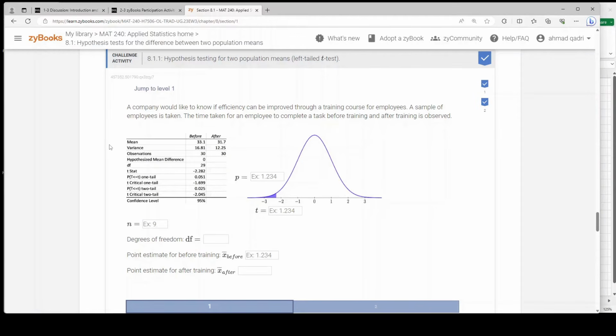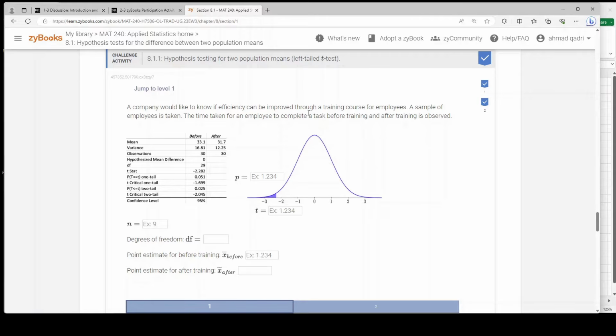This is challenge activity 8.1.1, and this is about hypothesis testing for two population means. And we have a left tail t-test here. The question is, a company would like to know if efficiency can be improved through a training course for employees. So a sample of employees is taken, and the time taken for an employee to complete a task before training and after training is observed.